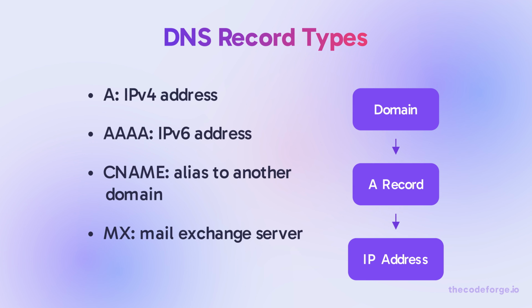DNS records map domain names to various types of data. The most common are A for IPv4, AAAA for IPv6, CNAME for aliases, and MX for mail servers. A common mistake is using a CNAME for the root domain. CNAMEs cannot coexist with other records at the same name.